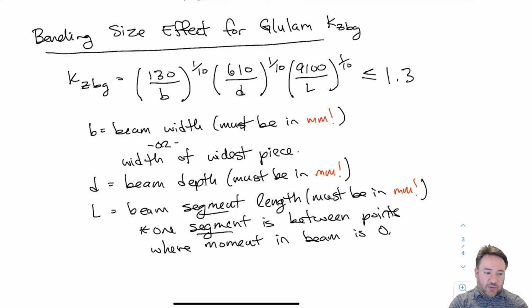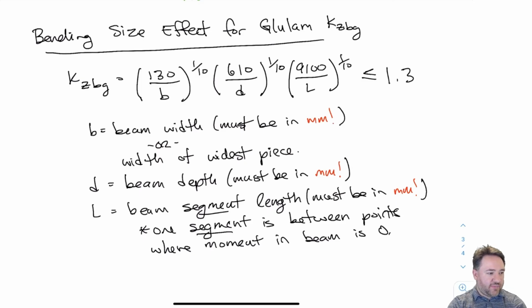The units that we put in here are going to matter because we have these exponents of 1 to the 10th. So basically all of these units have to be in millimeters. If you use meters for length by mistake, then you're going to get quite a wrong answer for size effect. It's not going to be the right answer.